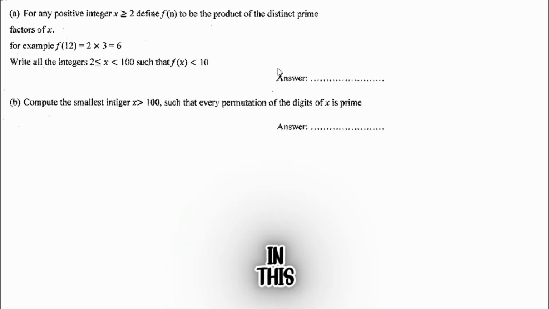So apparently in this video I will be only doing the first problem. So let's go through the problem first of all. For any positive integer x greater or equal to 2, define f(x) to be the product of the distinct prime factors of x. For example, f(12) is equal to 2 times 3 equals 6.